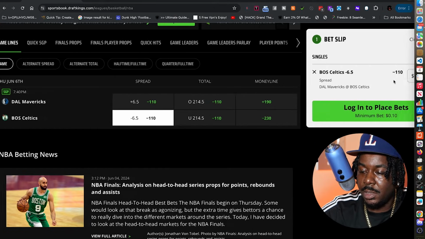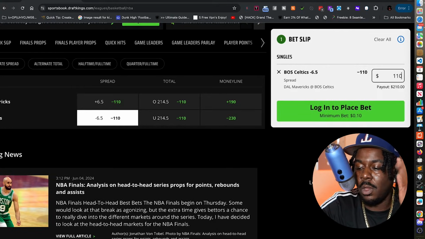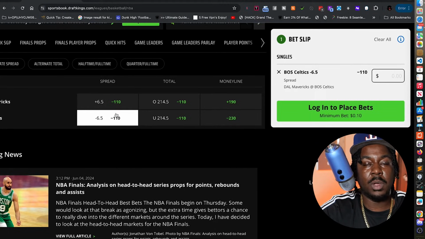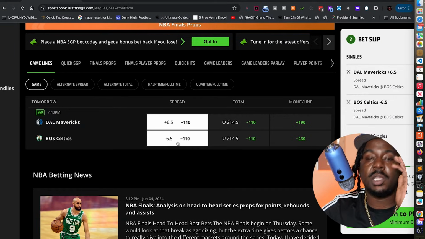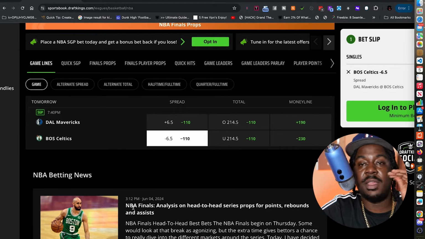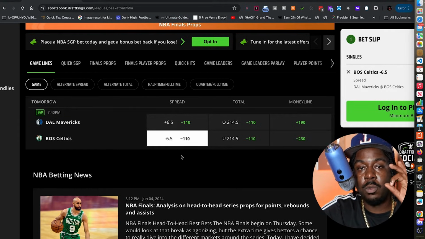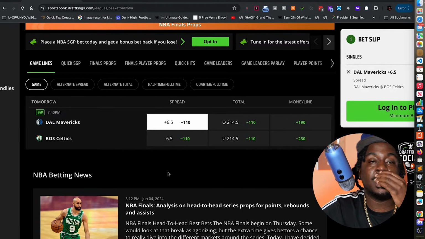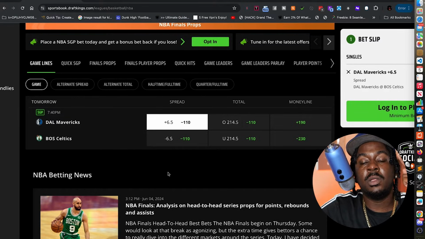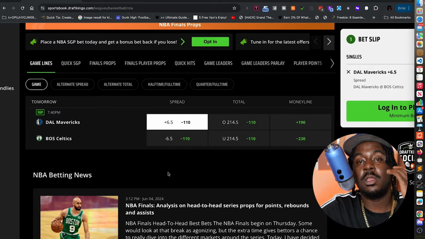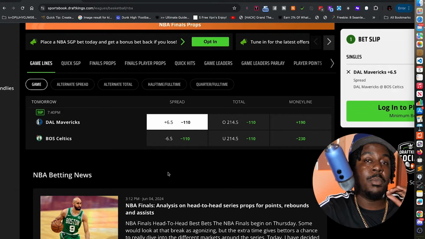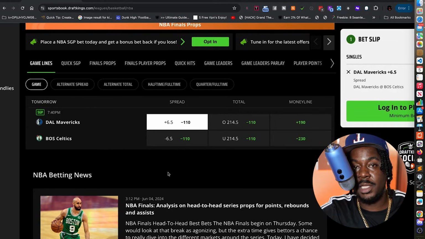So if you take the Celtics and you bet 110, you of course win the $100, and if you bet 110 on the Mavs, then you win the $100 as well. So ultimately, just so you understand correctly, if you were to take the Celtics to cover the spread, they have to win by 7 or more, or you lose your money. If you take the Mavericks to cover the spread, then if they win, you get the money. If they lose, but lose by 6 or less, you win and you still get the money. Now that's how point spreads work. They kind of add a layer of strategy to betting as well.